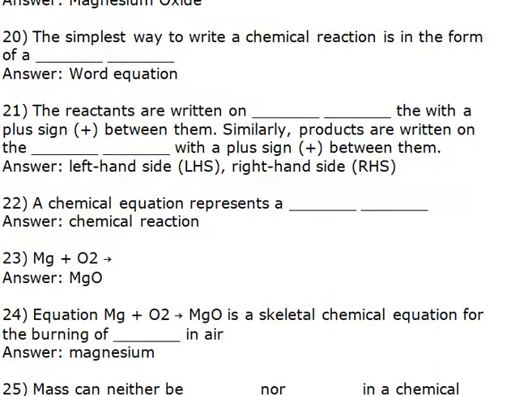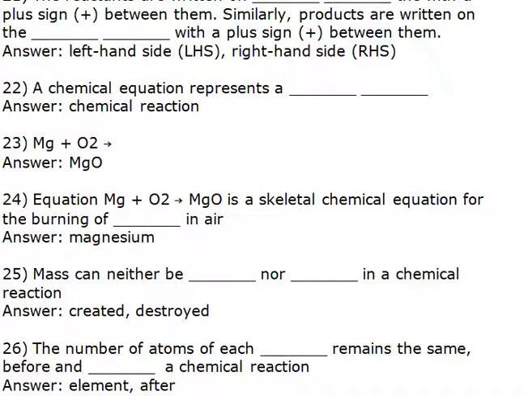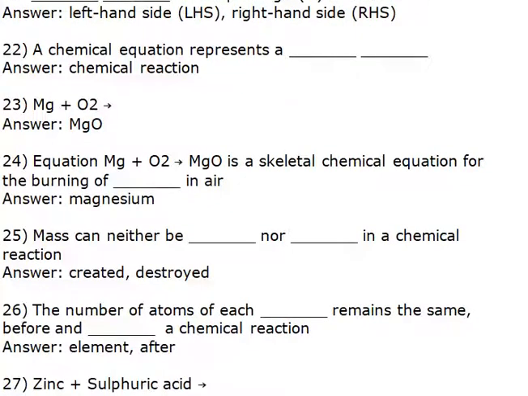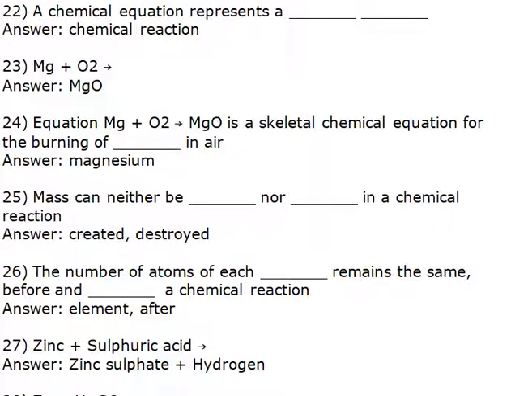A chemical equation represents a dash and dash. The answer is chemical reaction. A chemical equation represents a chemical reaction. Mg plus O2 forms MgO, so the answer is MgO. Equation Mg plus O2 forms MgO is a skeletal chemical equation for the burning of dash in the air. Answer magnesium. Equation Mg plus O2 forms MgO is a skeleton chemical equation for the burning of magnesium in air.